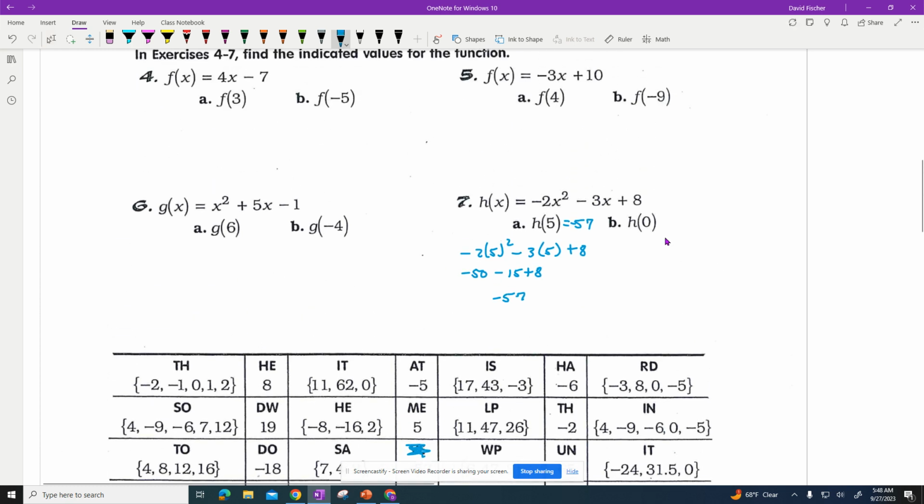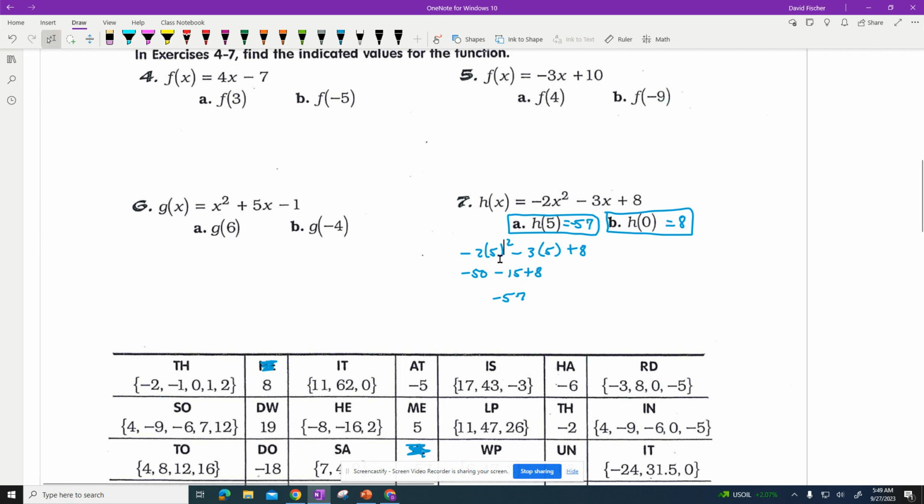A 0 here, you might even not have any work here. Because I know 0 squared is 0. 0 times negative 2 is still 0. Negative 3 times 0 is still 0. So I already know that that guy's going to be an 8. Here's the 8 right here. Okay, so these are my two answers right now. They gave us one domain, a 5 and a 0, and they said find those using function notation.